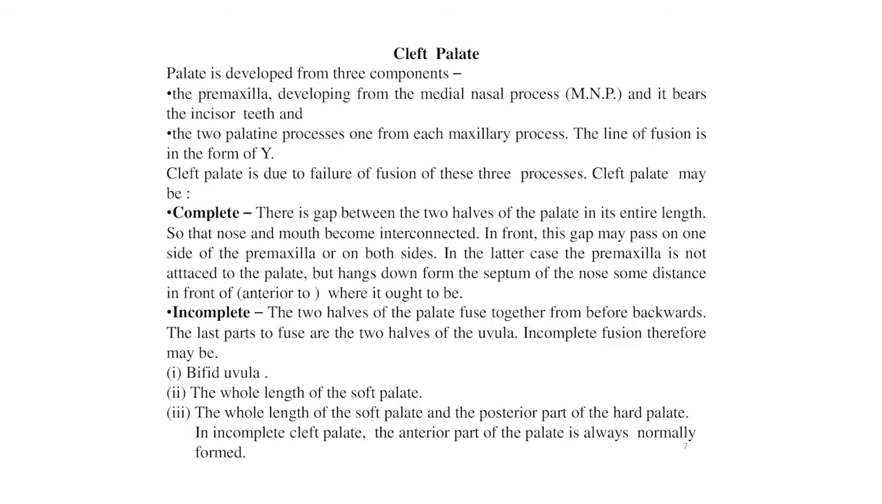Cleft palate may be complete or incomplete. In the complete type, there is a gap between the two halves of the palate in its entire length, so that the nose and the mouth become interconnected. In front, this gap may pass on one side of the premaxilla or on both sides. In the latter case, the premaxilla is not attached to the palate but hangs down from the septum of the nose some distance in front of where it ought to be. Now the incomplete type, the two halves of the palate fuse together from before backward.